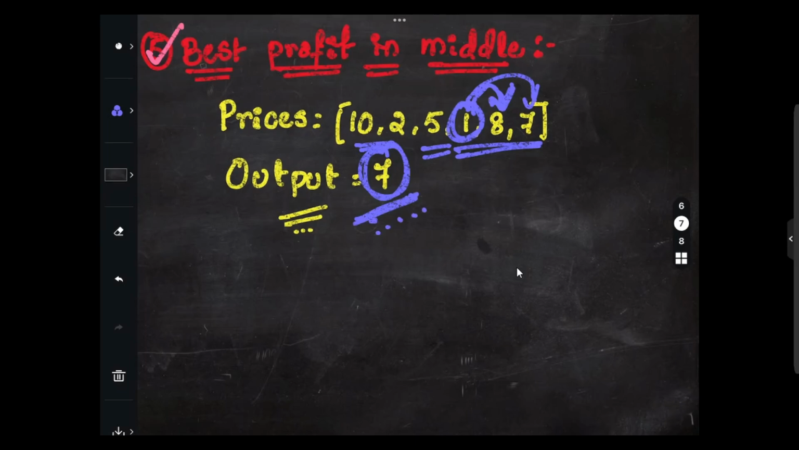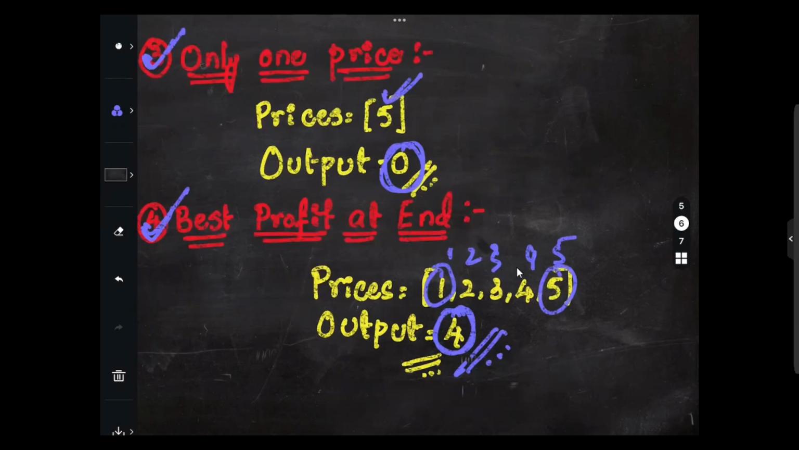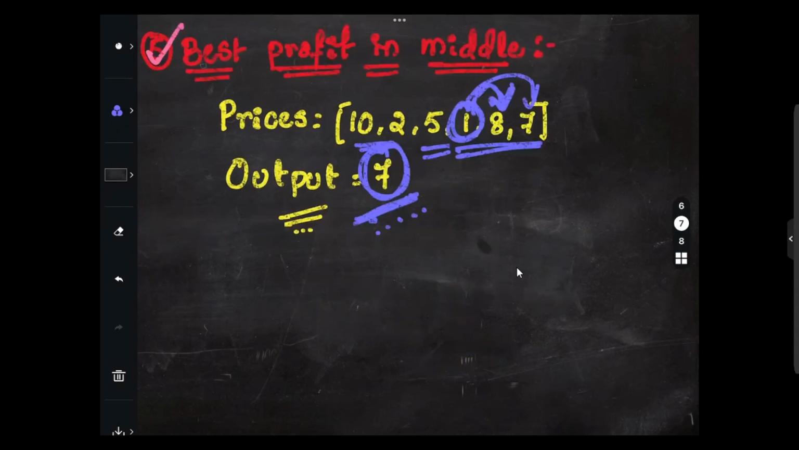So I hope all the edge cases are clear. These are the 5 edge cases that we need to keep in mind. The first edge case is strictly decreasing prices. The second edge case is all prices same. The third edge case that we discussed is only one price. The fourth edge case is best profit at end, and the fifth edge case is best profit in the middle, right? I hope this is completely clear. So these are the 5 edge cases that we need to keep in mind.